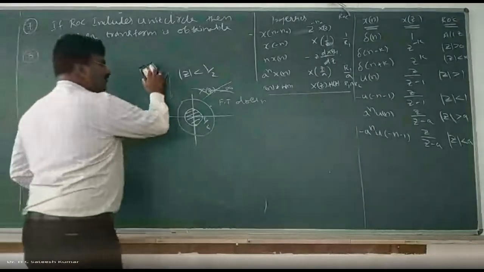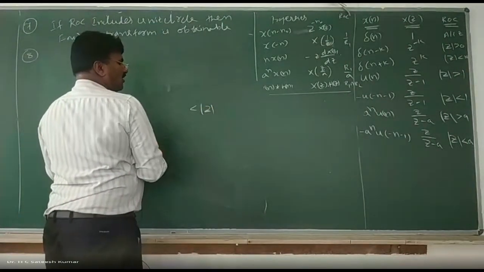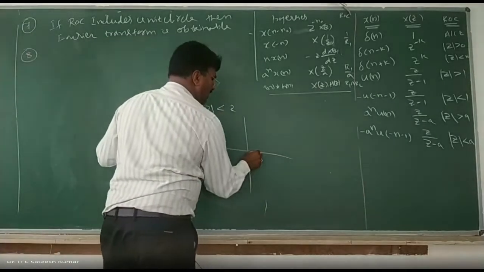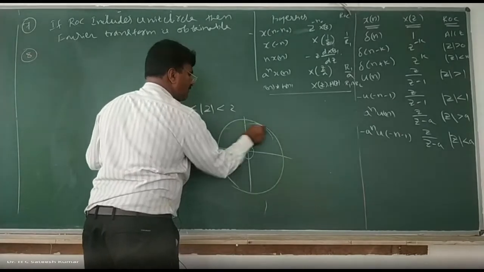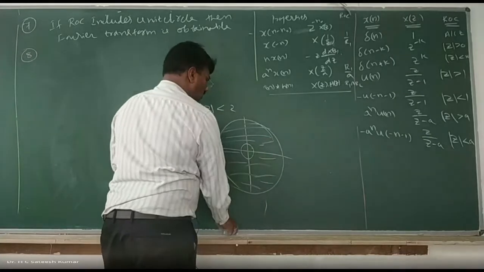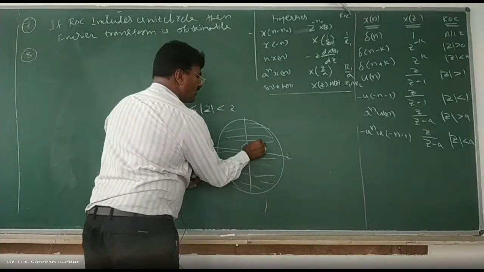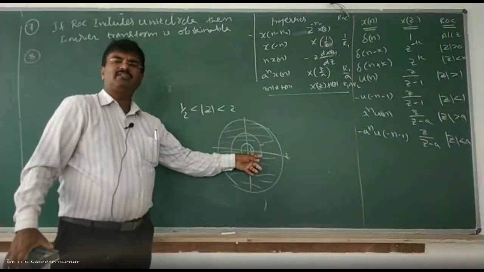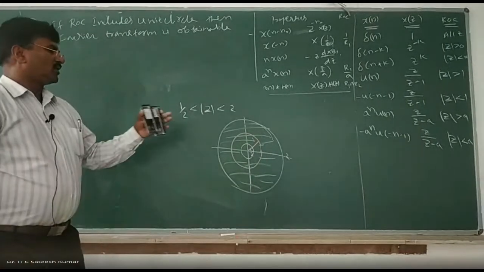One more, let us say, if you want to tell it, mod z lies between half and 2. Okay, ROC, what is that? You should write half is somewhere here, 2 is somewhere here. So where is the unit circle? This is half, this is 2. Unit circle is somewhere here. Therefore, then also it exists because the unit circle is in the shaded area. Unit circle has 1. So therefore, Fourier transformation exists.